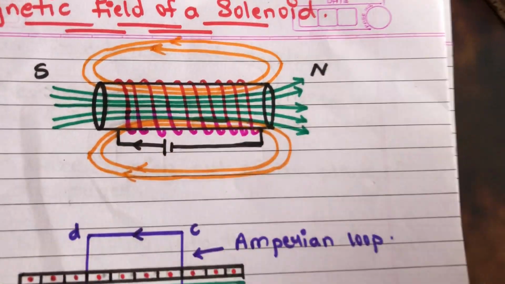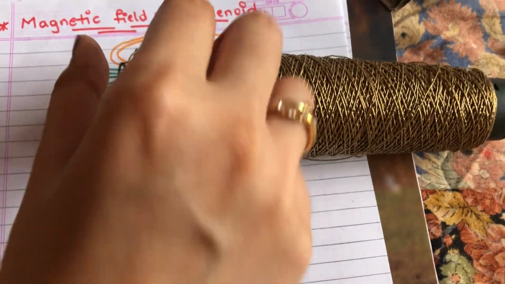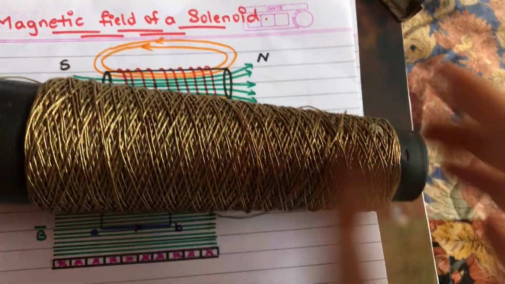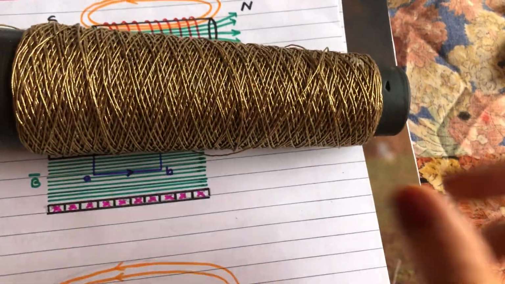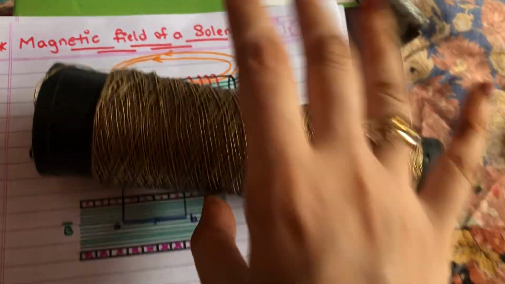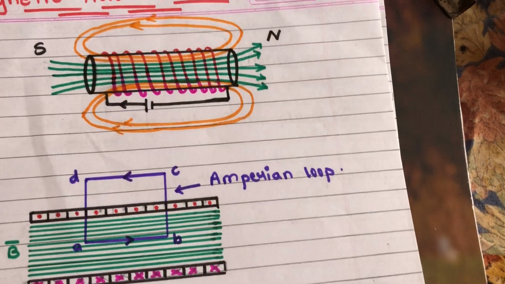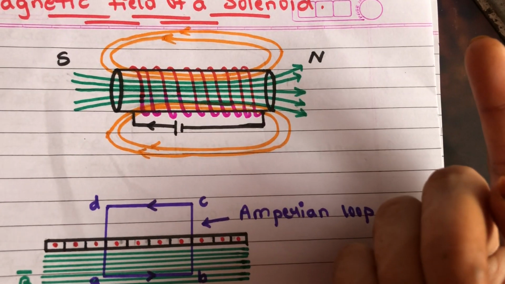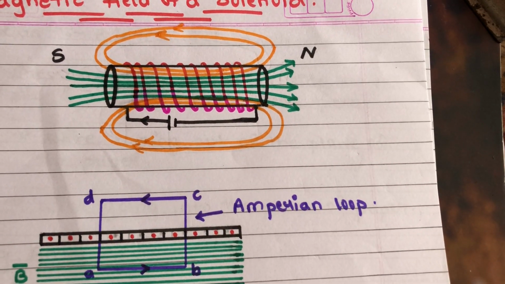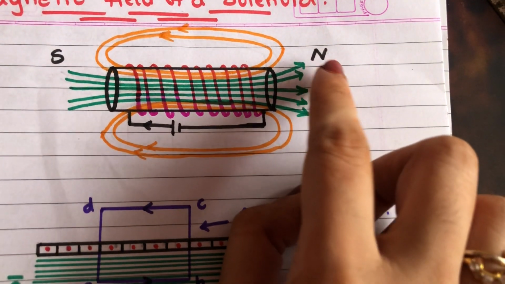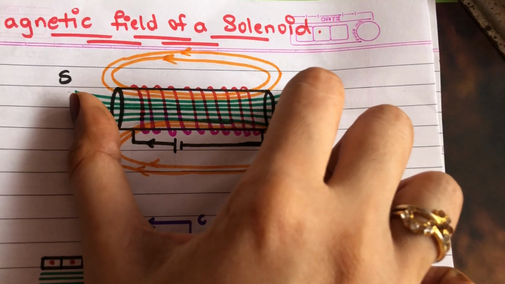One end of the conducting wire is connected to the positive terminal of the battery and the other end is connected to the negative terminal, and the current flows through this solenoid. Due to the current flowing inside the solenoid, we get a magnetic field. A magnetic field is produced, which means there will be magnetic lines of force, flowing from north pole to south pole.